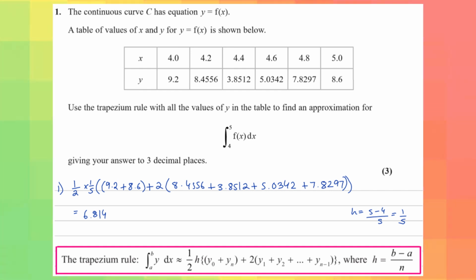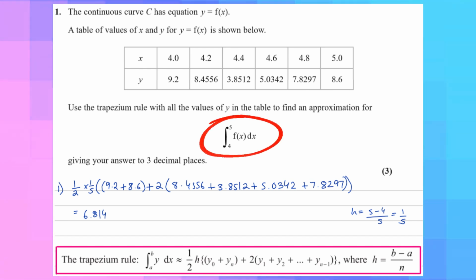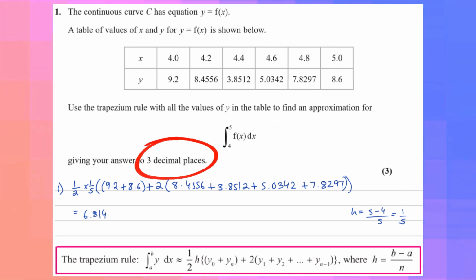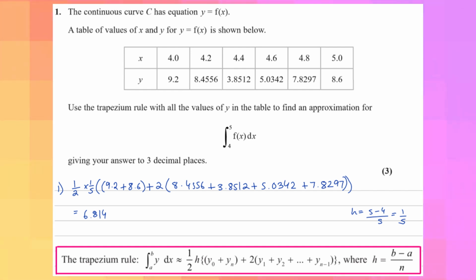It says that the continuous curve C has equation y equals f of x. A table of values of x and y for y equals f of x is shown below. And there's the table right there. Then it says to use the trapezium rule with all the values of y in the table to find an approximation for the integral from 4 to 5 of f of x with respect to x, giving your answer to 3 decimal places. Basically, we just have to substitute the respective values from this question into the trapezium rule formula.